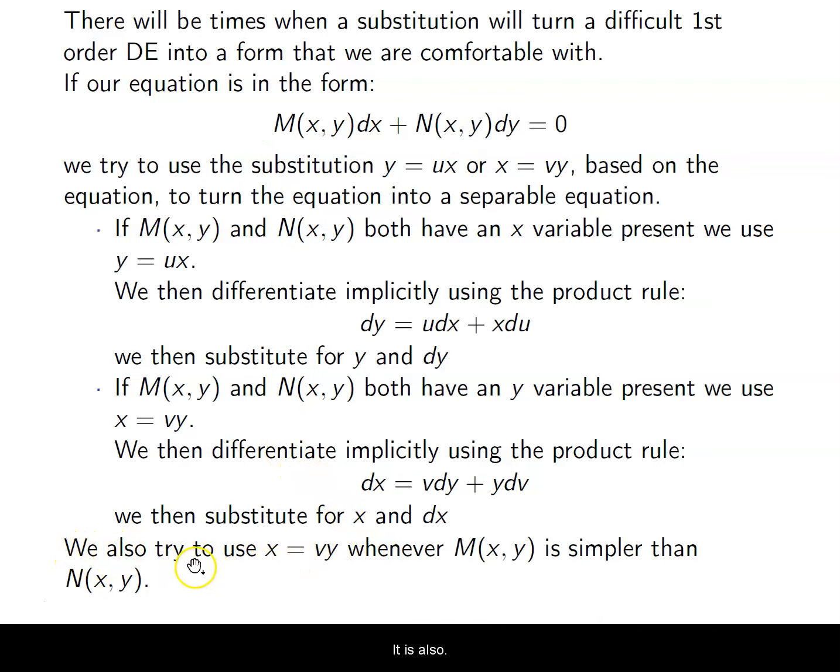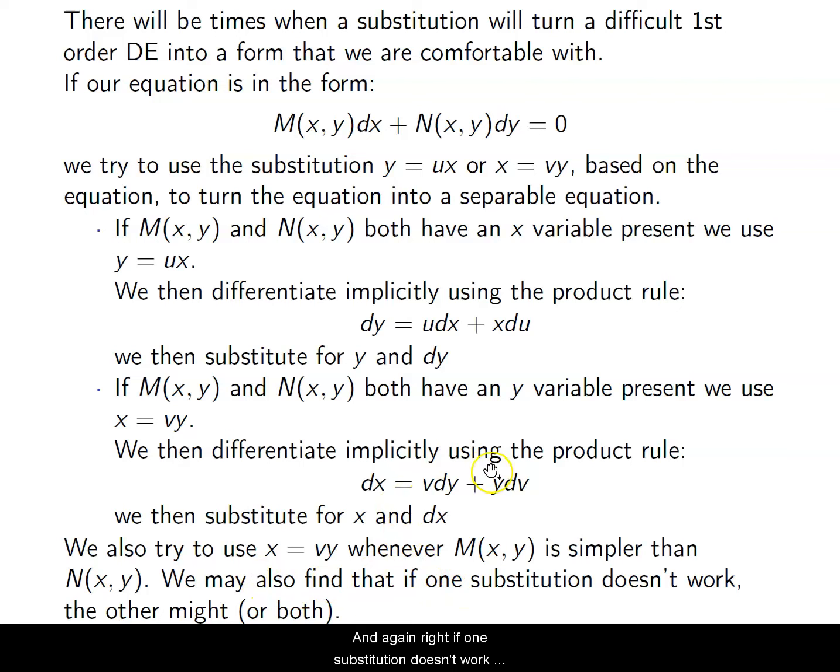It is also a good idea, I guess we could say, right, to use the x version, x equals v times y, whenever we have an m function that is simpler than the n function, right? So you kind of have a three-tier sort of way. You can kind of go with this advice always, or you can kind of say, okay, well, let me go through these two as my piece of advice. It's really up to you, but these are the guidelines for when you should use one substitution over another. They're not hard, fast rules. They're just there to kind of help you through the process. Okay.